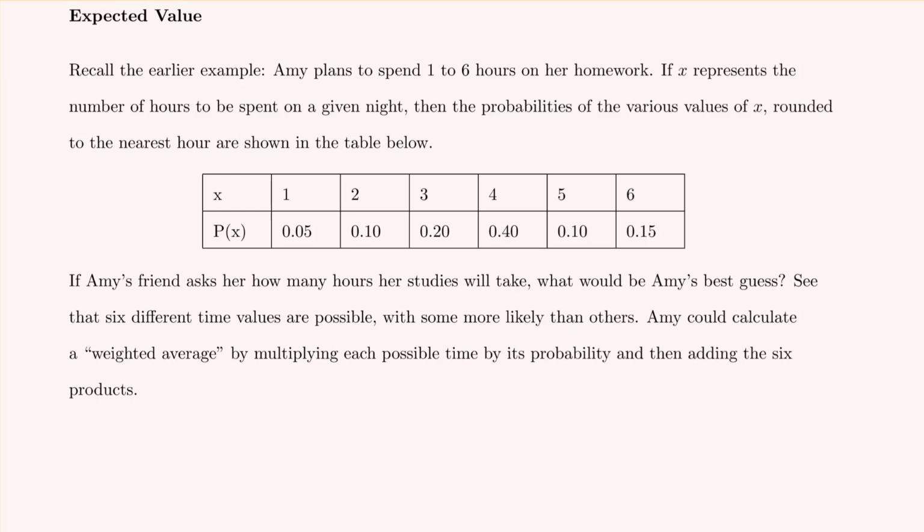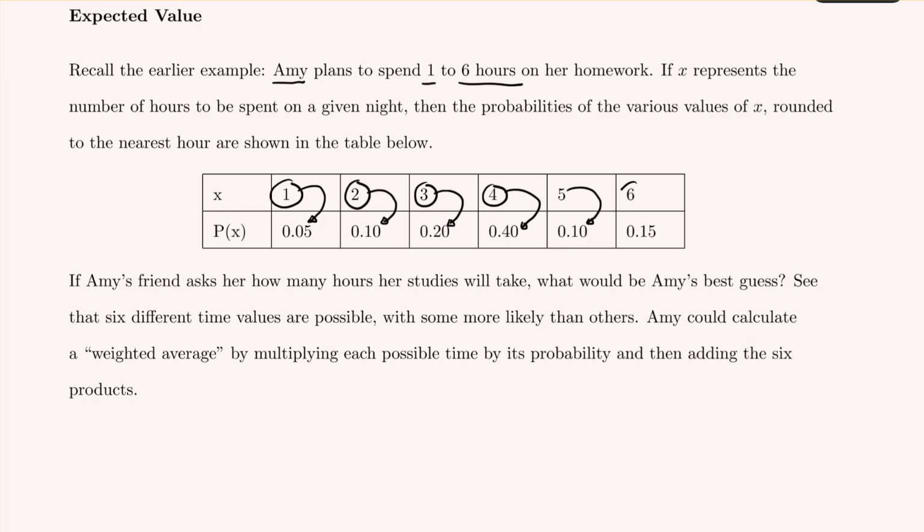In an earlier video in this chapter, we saw the example where Amy was going to study, and for the different hours between 1, 2, 3, 4, 5, or 6 hours, there was a calculation given for the corresponding probabilities. So the likelihood that she would spend exactly 1 hour studying was 0.05. The likelihood that she'd spend 2 hours studying was 0.1. And that probability continued in this way. So for each hour, there was a corresponding probability.